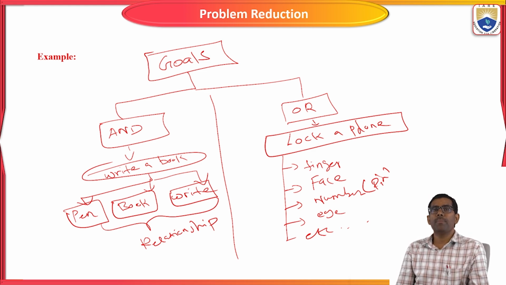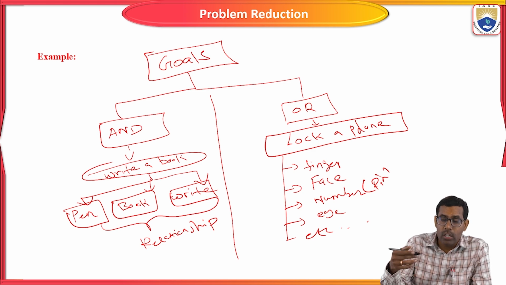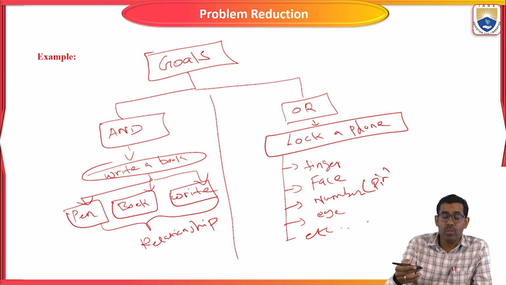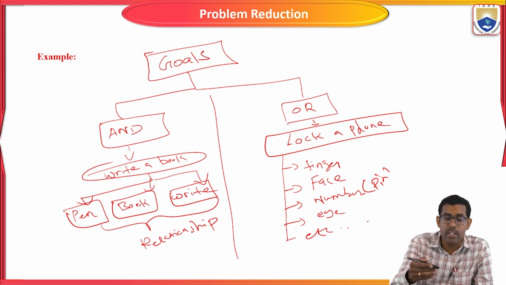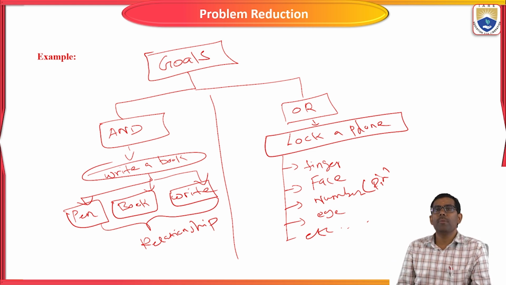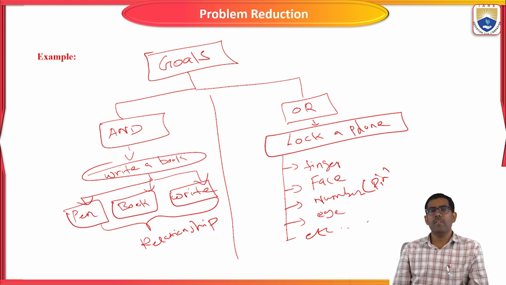If you are using problem reduction, you are going to divide into so many subproblems. In the AND graph, you have to compulsorily use all the components. In the OR graph, you use any one component to do some particular problem solving. So I hope everyone understood these concepts.